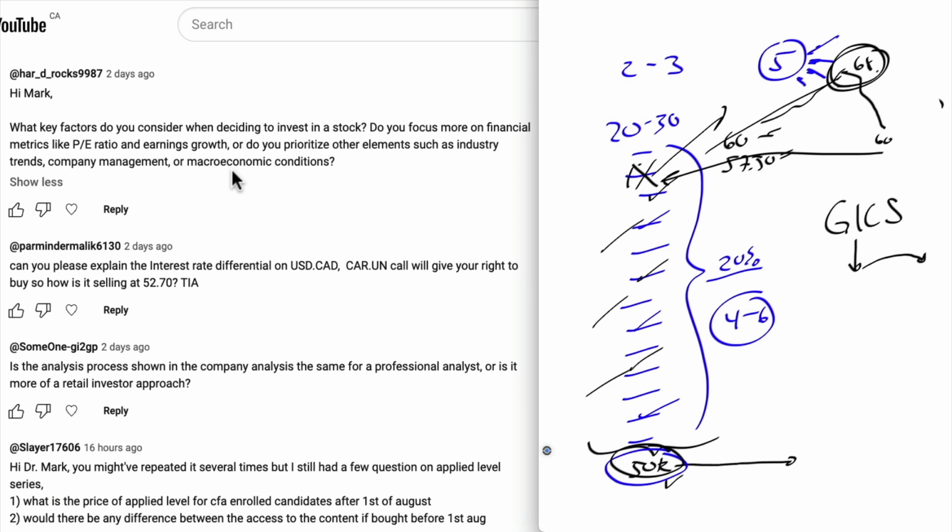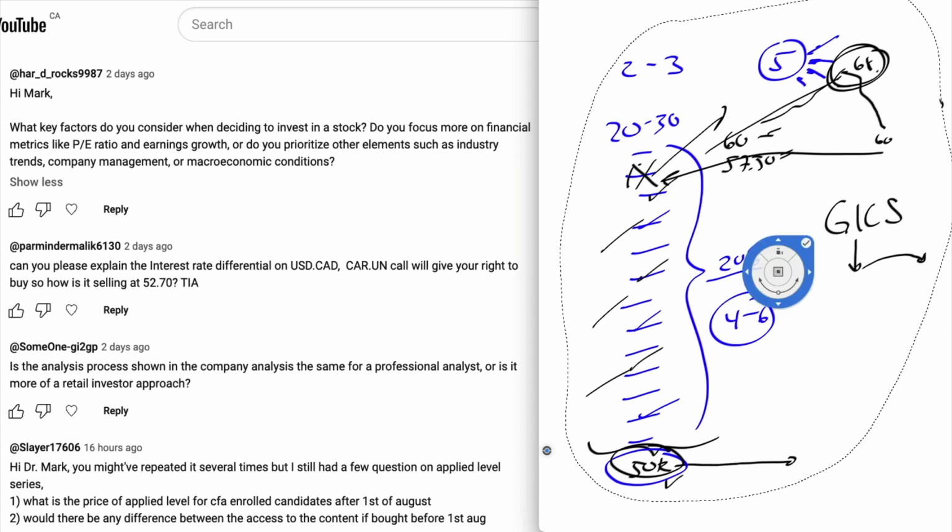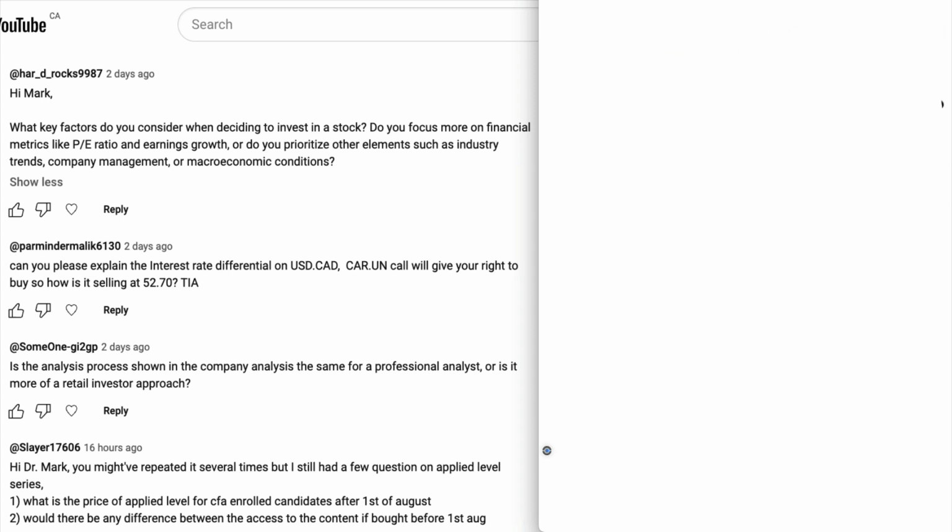Please explain the interest rate differential in US CAD. The most common way that currencies move in the short term is interest rate differentials. In the long term, it's something called relative purchasing power parity, which is kind of like an equilibrium position.